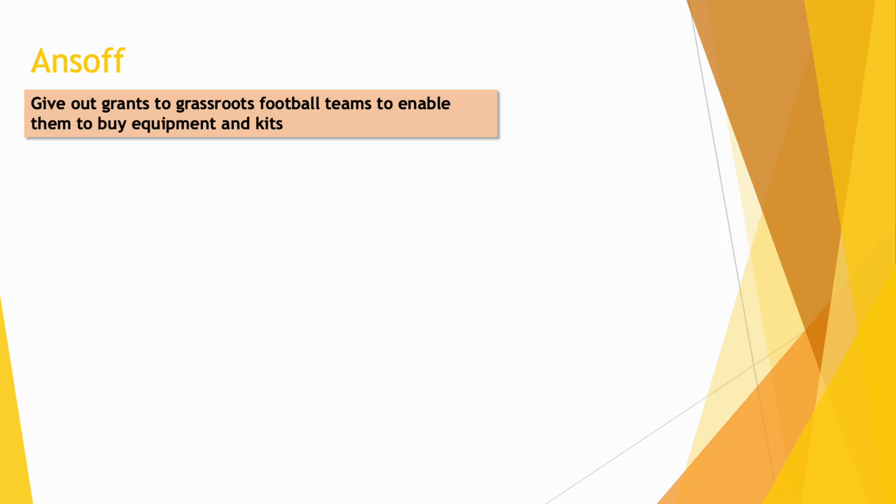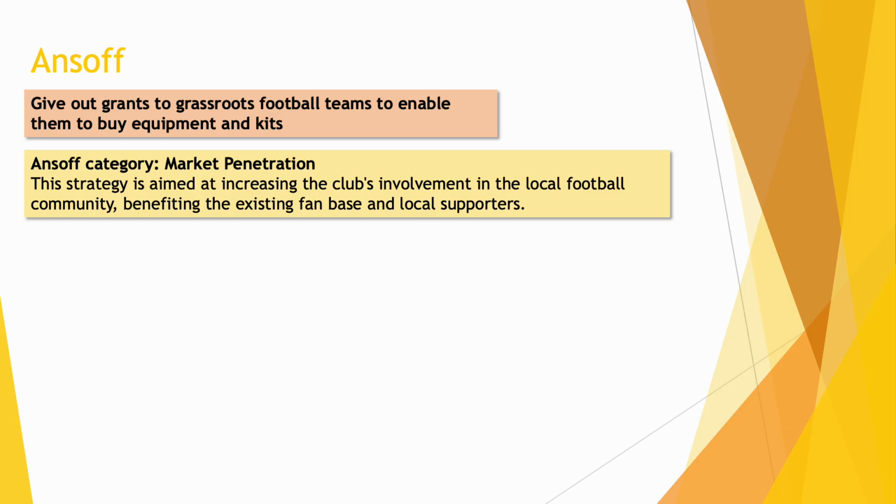Our next strategy is to give out grants to grassroots football teams to enable them to buy equipment and kits. Now, again, obviously, we have to decide where this is going to go in Ansoff's matrix. But as with pretty much anything in this paper, it's flexible. So what's important is that you decide how to explain yourself and how to justify your point. So I think possibly the safest one here is that it's sort of an idea of market penetration.